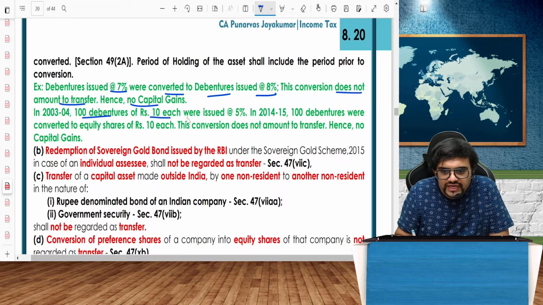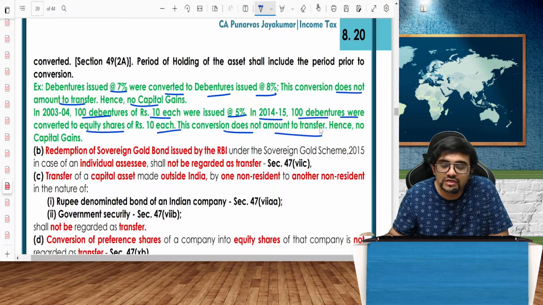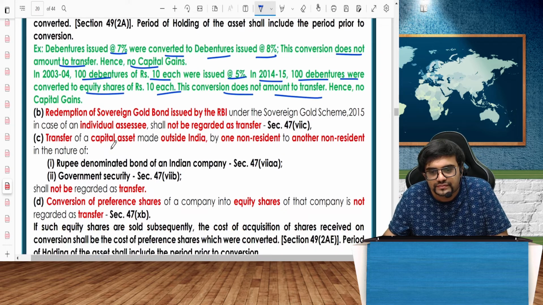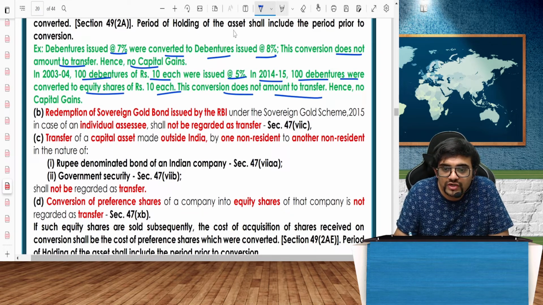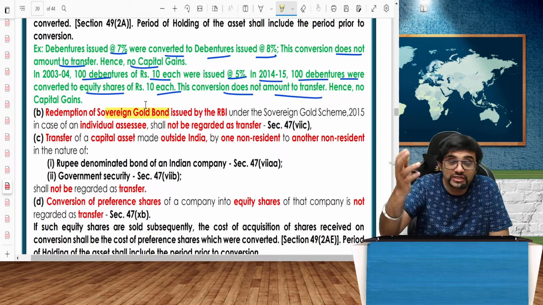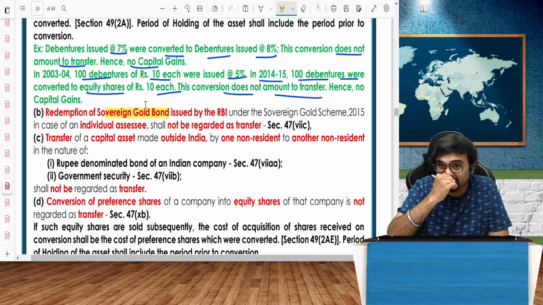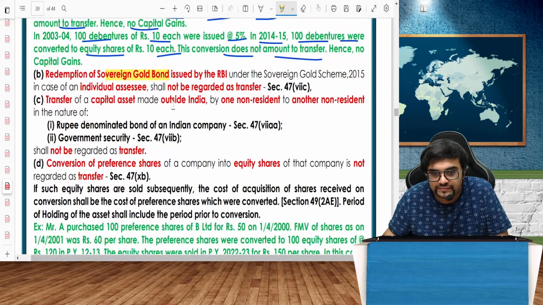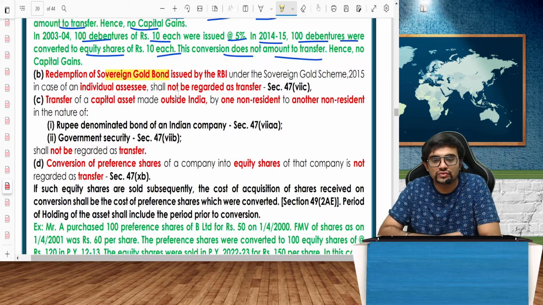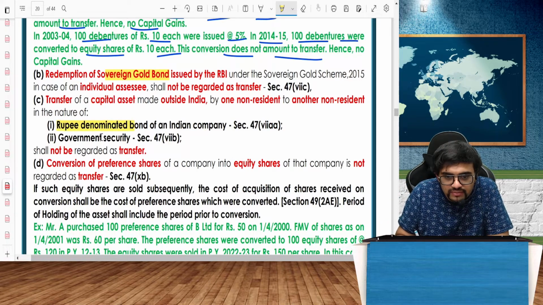100 debentures of 10 each were issued at 5%. In 2014-15, 100 debentures were converted to equity shares of 10 each. This conversion also does not amount to transfer. And I told you, sovereign gold bond, at the time of redemption, government will give back. That is also not a transfer. Then, guys, these two: rupee denominated bond, government security.